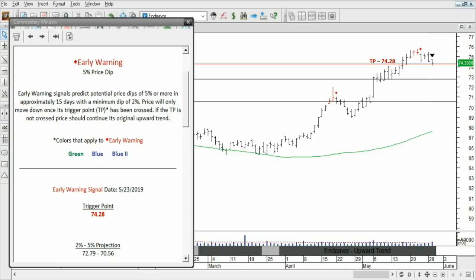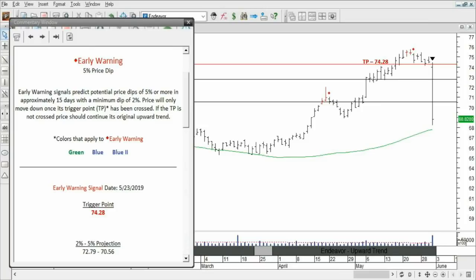3 days later, price moves down and crosses the trigger point, so our signal is confirmed, which means it's now safe for us to take the trade. I'll jump forward in time again. It's now 3 days after that, and price fell hard here. It dropped like a rock, exceeding our 5% projection. We can see that because we more than crossed our bottom black line.